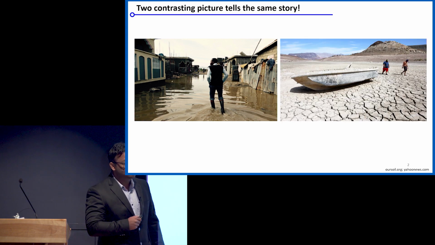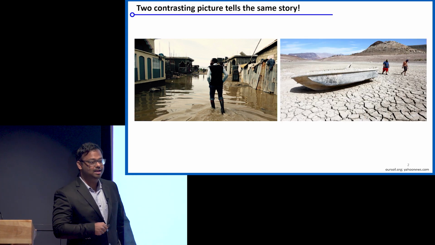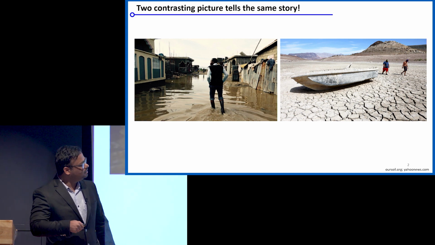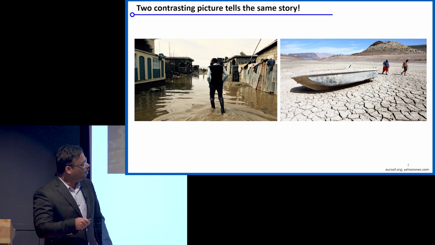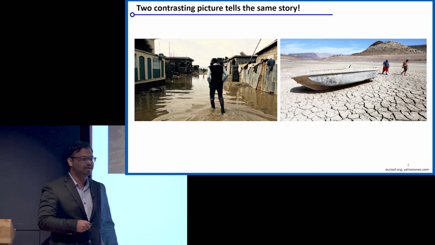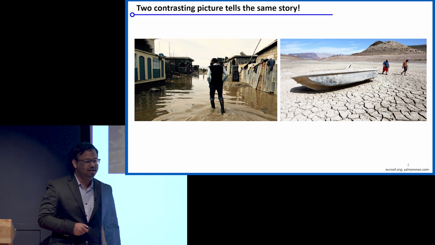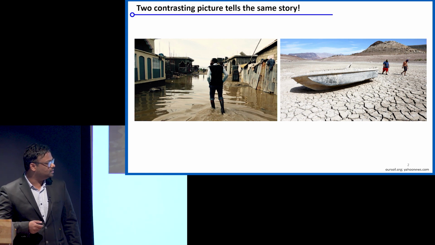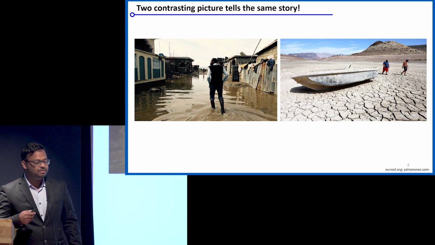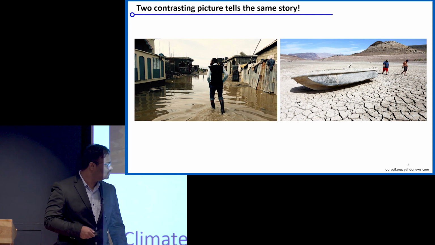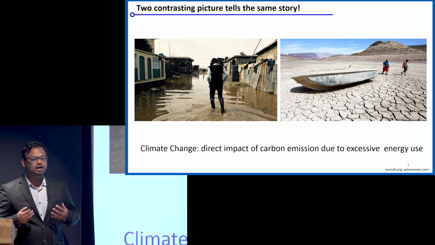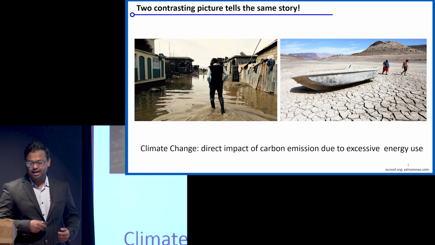And the second is another contrasting picture. This is Lake Mead in Arizona, and every year the lake recedes, the water level goes down by a few meters. And all of this is happening because of climate change or global warming. And who is responsible for that? Carbon dioxide. And the carbon dioxide emission is actually associated with the energy use.